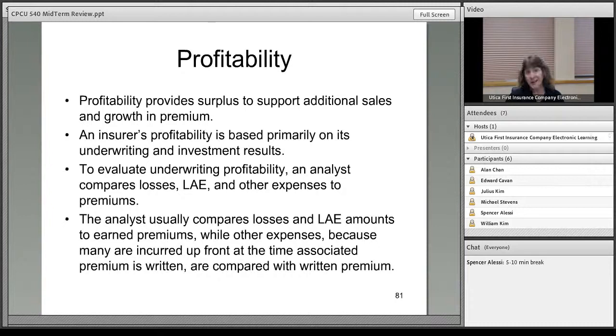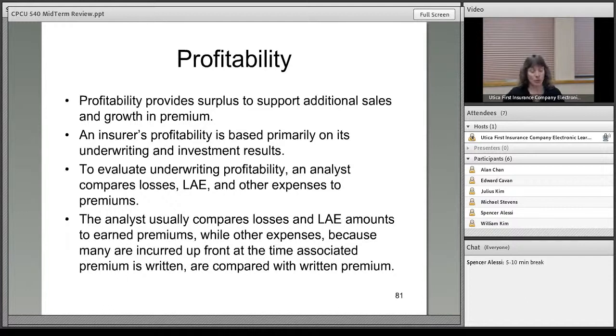Why? Because earned is the money I have in my hand to pay those losses. I can't use written because first off, I may not have that money. And if my insured pays in advance, then I may end up having an unearned premium, which I have to put as a reserve. I can't use that because it really isn't mine yet because it hasn't been earned.